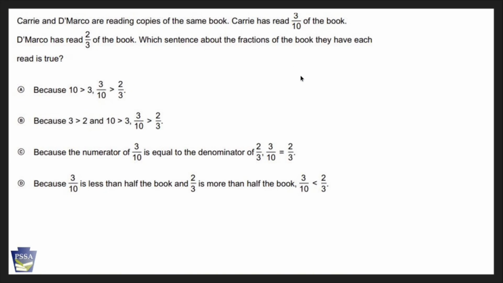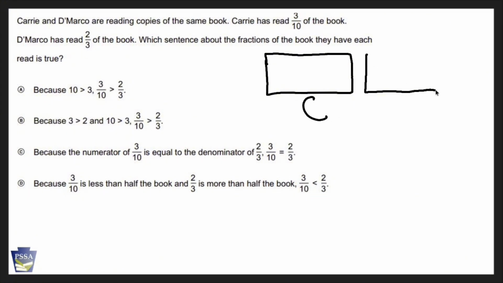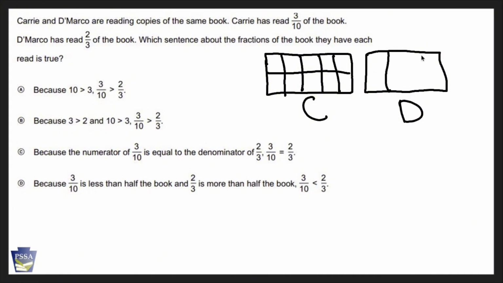All right, let's do this. Let's say that here is the book for Carrie. We'll put a C there. And the same exact size picture, I'm going to try to make it the same exact size. I know it's not perfect, but it's close. Okay, that's DeMarco. Now, Carrie has read 3/10. So let's split this up into 10 parts. So 1, 2, 3, 4, 5, 6, 7, 8, 9, 10. Okay, DeMarco, we're going to split up into 3 parts.